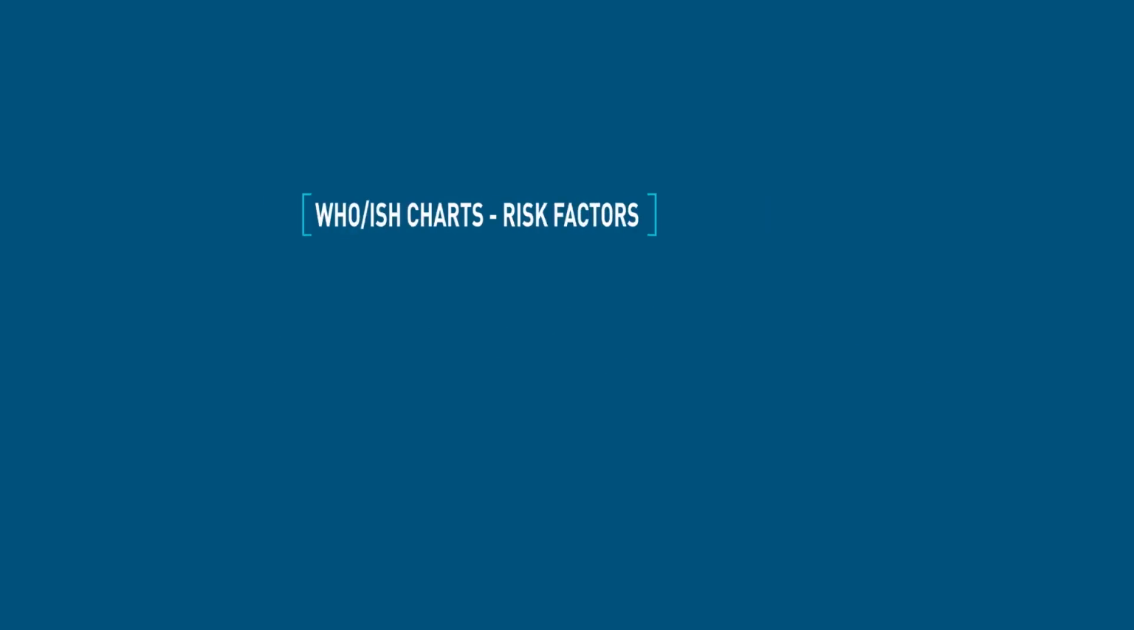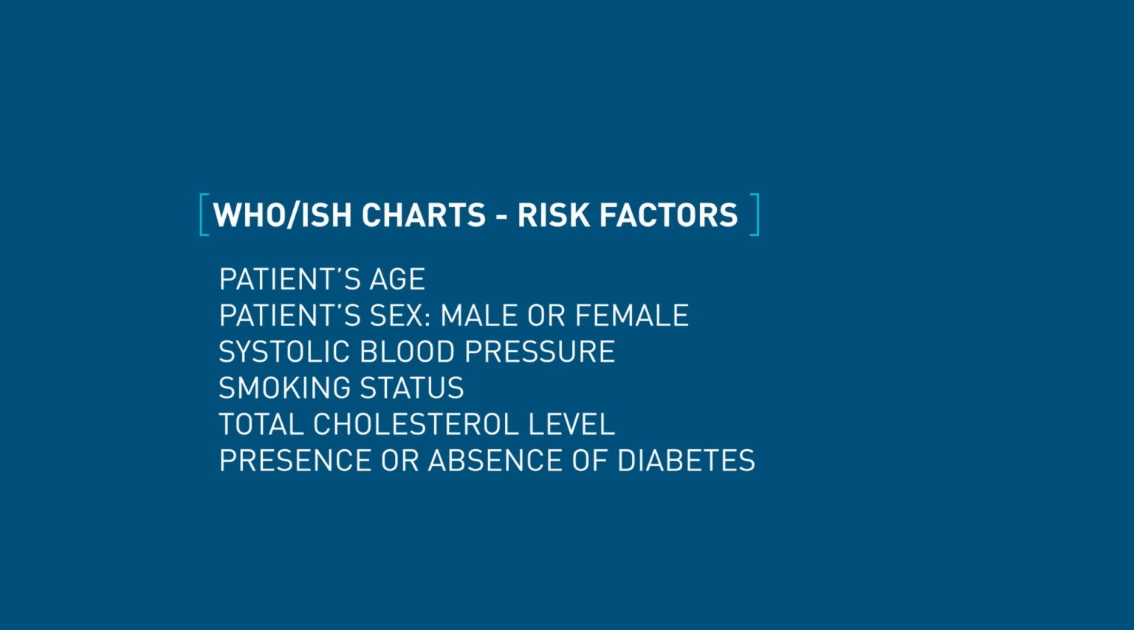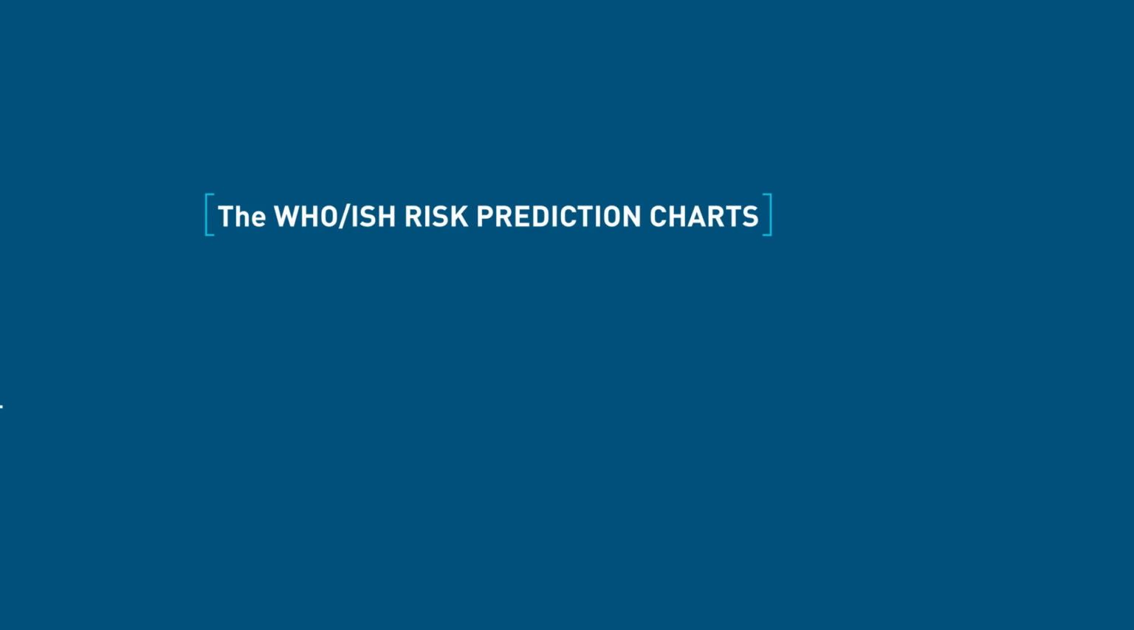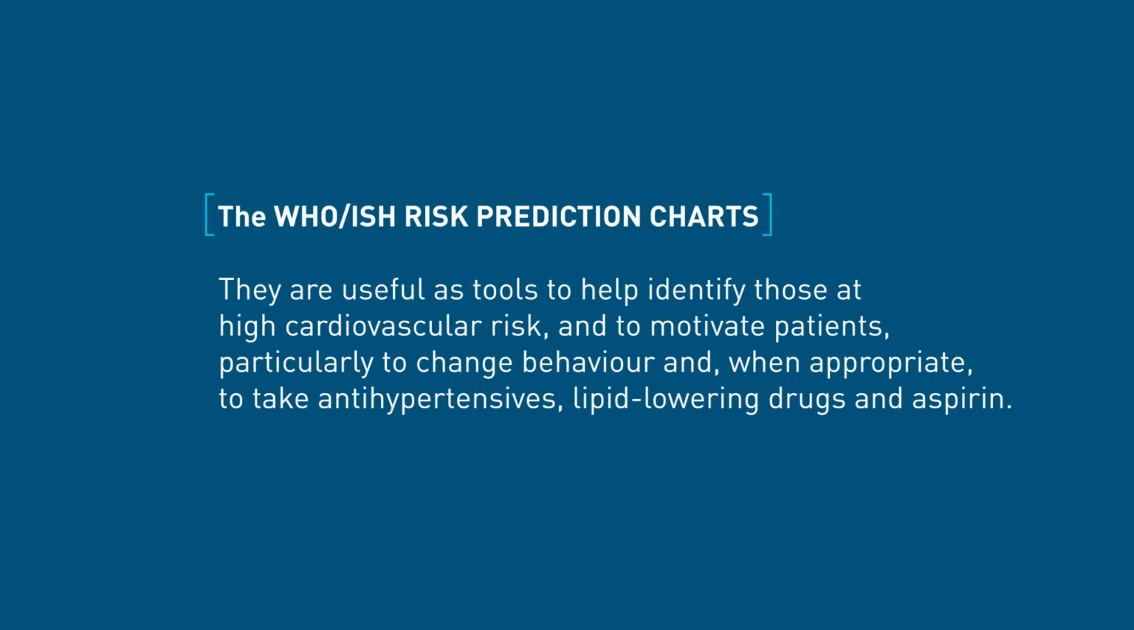heart attack or stroke, according to a series of risk factors including the patient's age, sex, blood pressure, smoking status, total blood cholesterol, and presence or absence of diabetes mellitus. The charts provide approximate estimates of CVD risk in people who do not have established coronary heart disease, stroke, or other atherosclerotic disease. They are useful as tools to help identify those at high cardiovascular risk and to motivate patients, particularly to change behavior and, when appropriate, to take antihypertensives, lipid-lowering drugs, and aspirin.